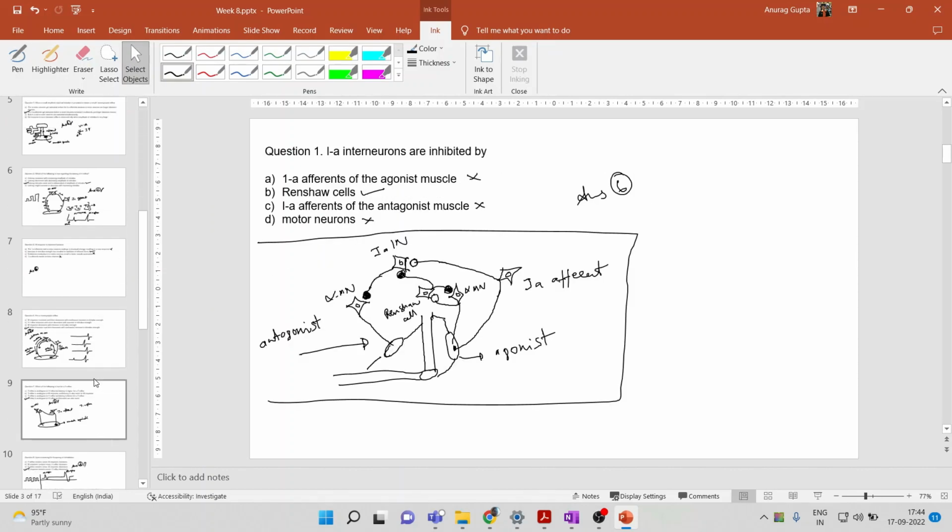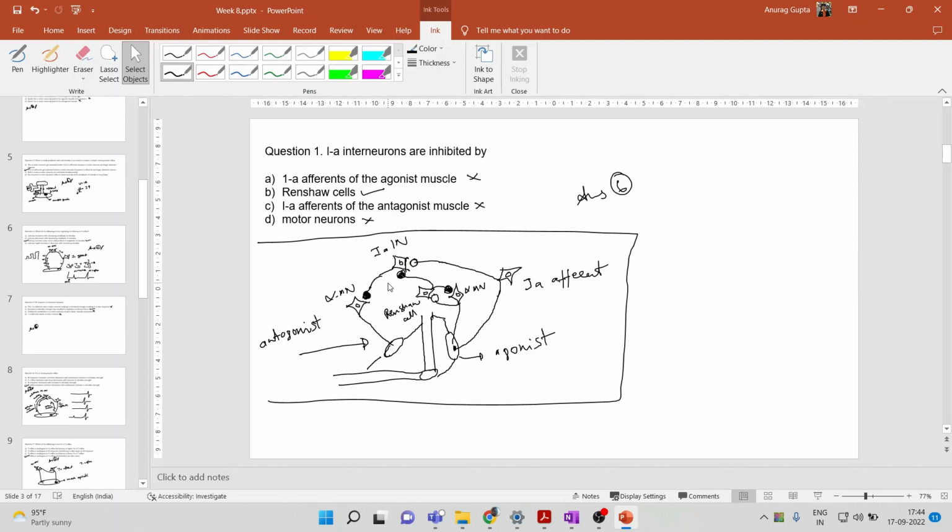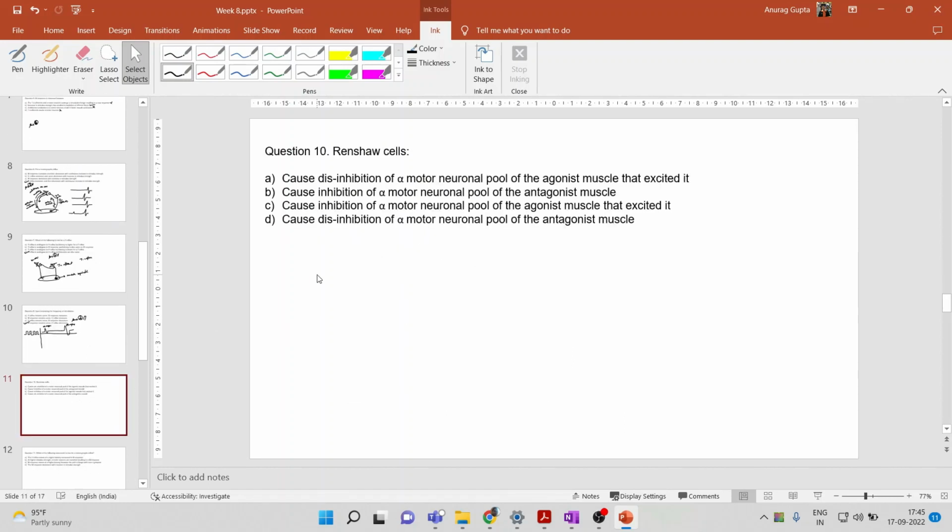So let us go back to that question. This situation is called disinhibition. So the overall effect is that the probability that the alpha motor neuronal pool of the antagonist muscle will get excited increases. So the answer is: causes inhibition of the alpha motor neuronal pool of the agonist muscle that excited it. This is correct. And causes disinhibition of the alpha motor neuronal pool of the antagonist muscle. So the answer is C and D.